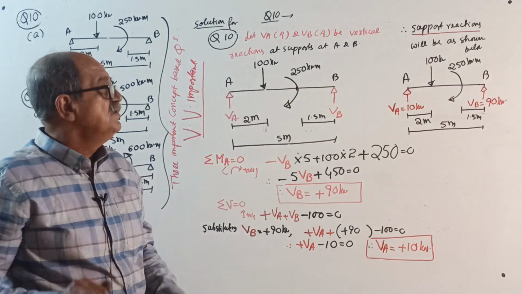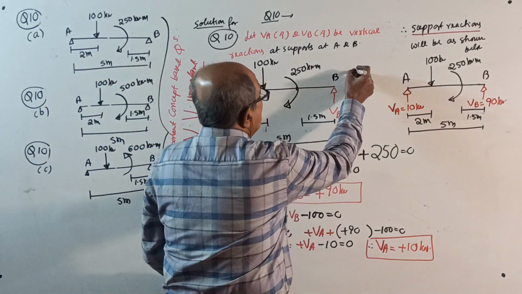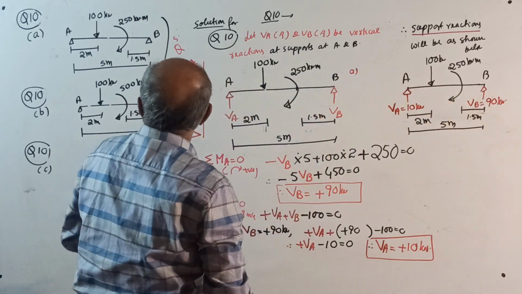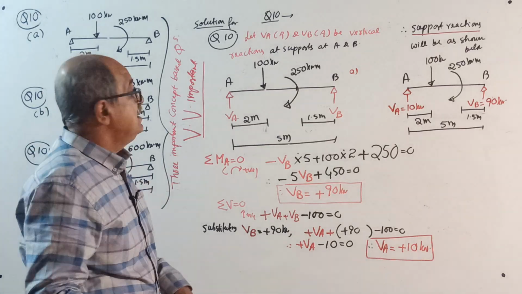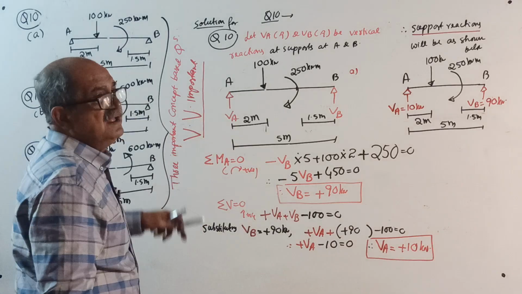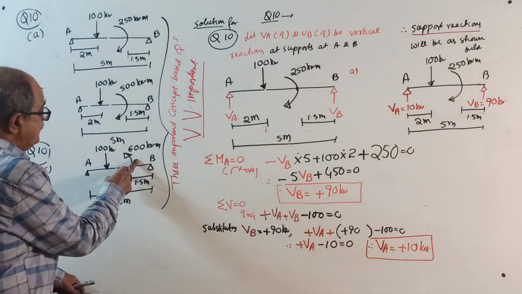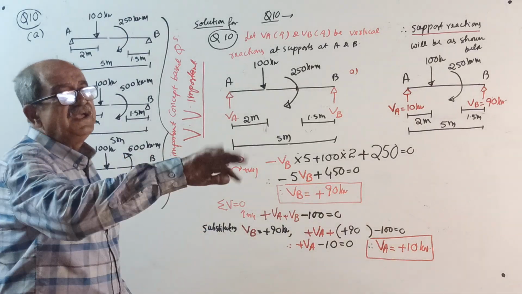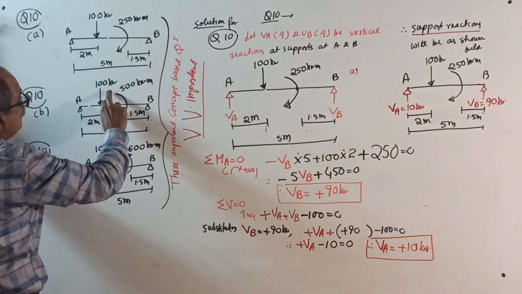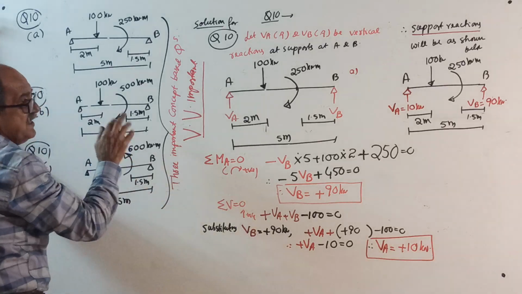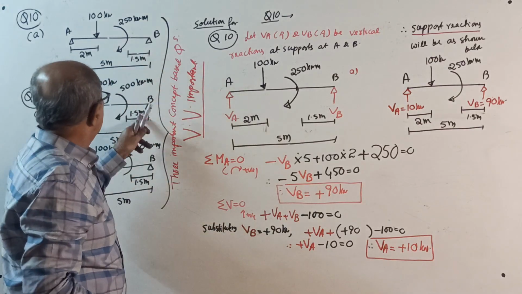That's all. First question. Find the support reactions. Question number A, if the couple is 250 kilonewton meter clockwise. Question number B, if the couple is 500 kilonewton meter clockwise. Question number C, if the couple is 600 kilonewton meter anti-clockwise. So question 1, 250 clockwise. Question 2, 500 clockwise. Question 3, 600 anti-clockwise. All the three questions, these sketches are given here.